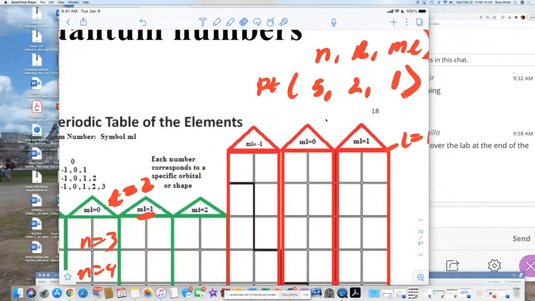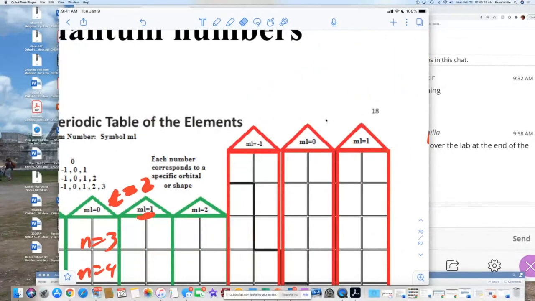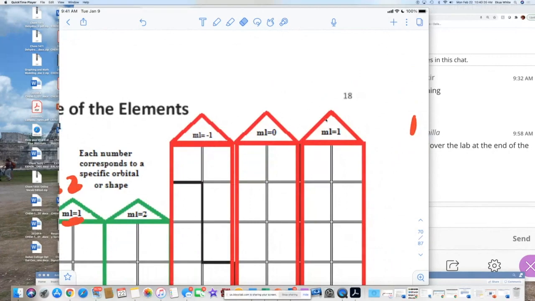In the P block, I'm trying to make sure I go over this again. There are 3 different kinds of P shapes. They are all the same shape, like this figure 8, but they have 3 different orientations. The M sub L equal -1 is usually P sub X. This is P sub Y, and this is P sub Z. So PX, PY, PZ. Well, how are these different?